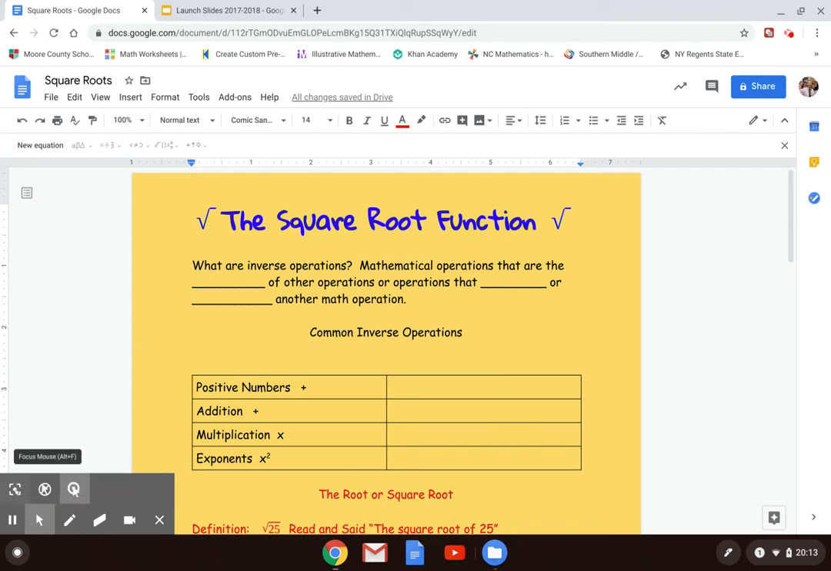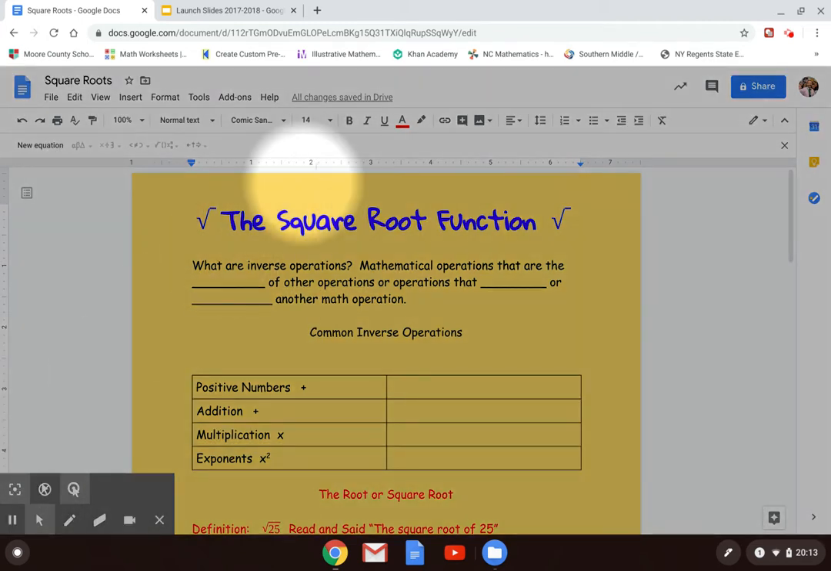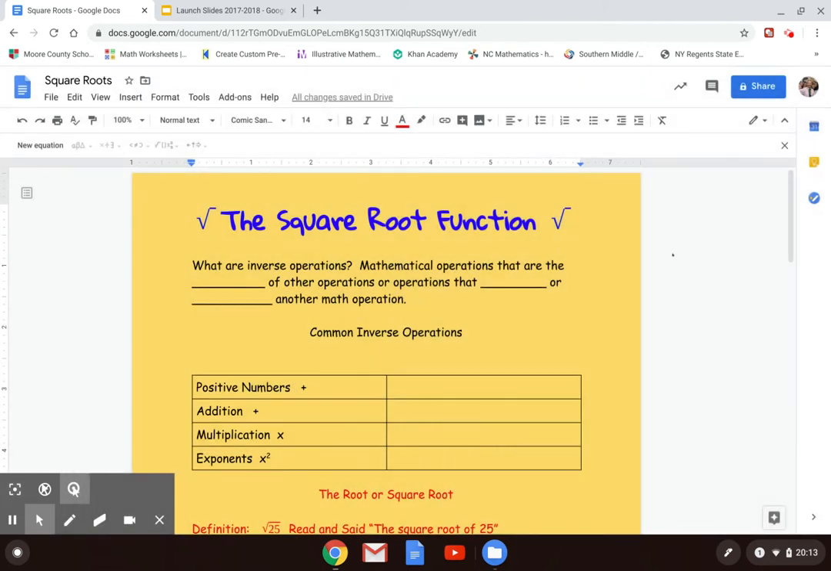Okay, so what we have is called the square root function. Some of you may have seen this little symbol before written down in math books or other places. You may have had older brothers and sisters whose homework you've looked at and seen them doing this symbol. This is what we call the square root function, or sometimes simply just the root. What the square root function is, it is an inverse operation.